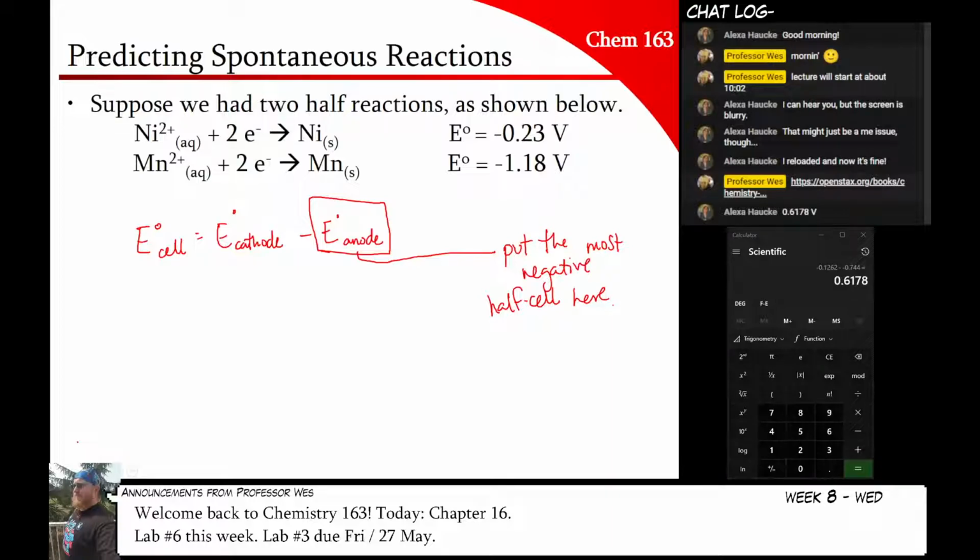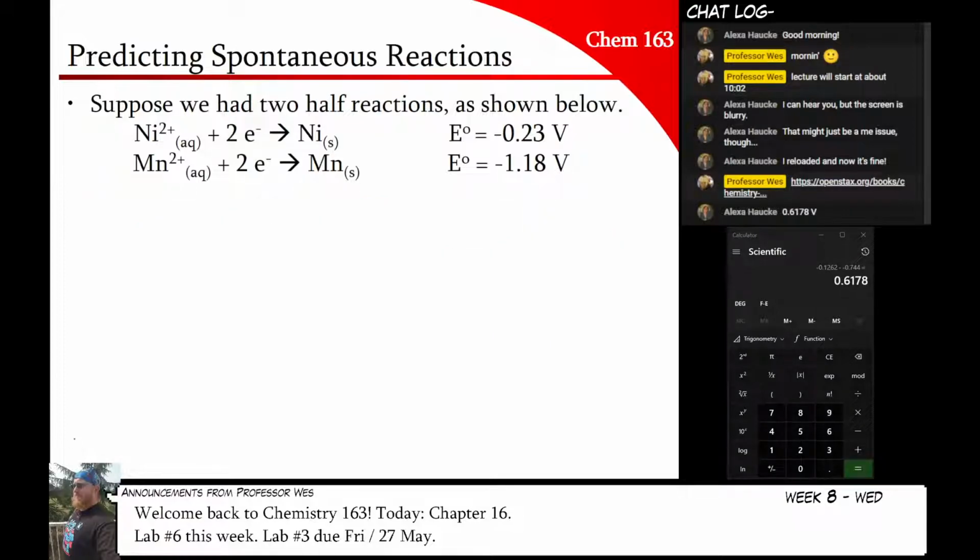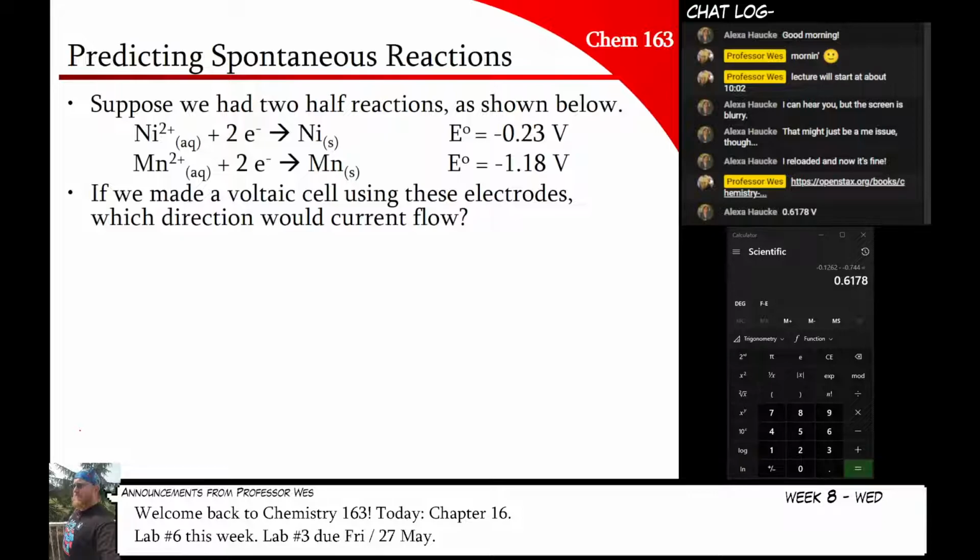So for this, here's what I would say. This is going to be my cathode. This is going to be my anode. And this reaction would then be spontaneous, and then I could write it as such. Let's see what my slides are asking us to do for the question here. So, which direction would the current flow? I would have to flip this guy around because this is going to be my anode.